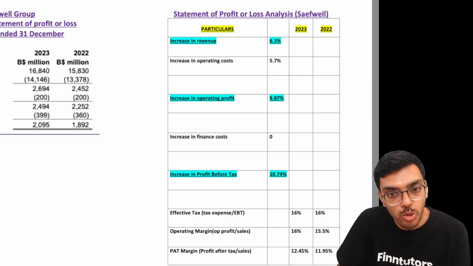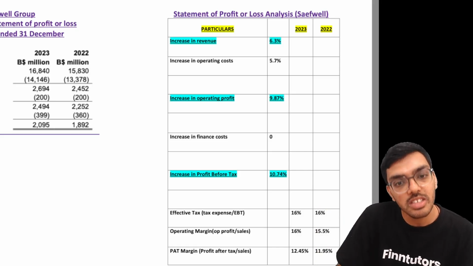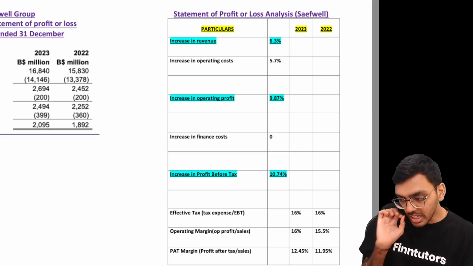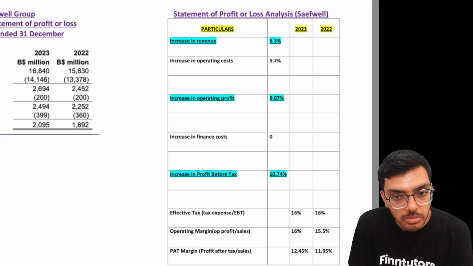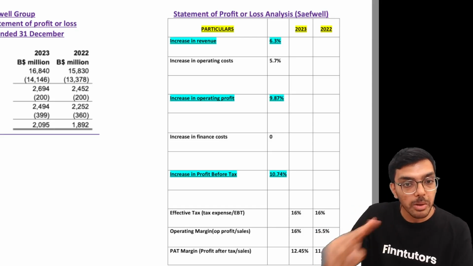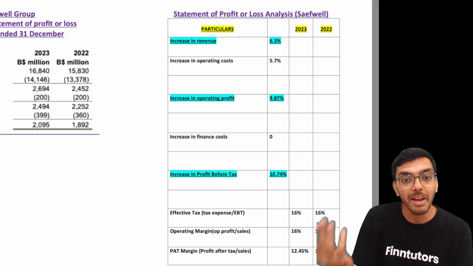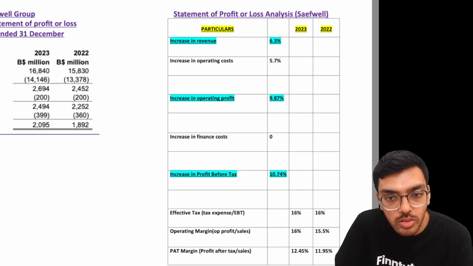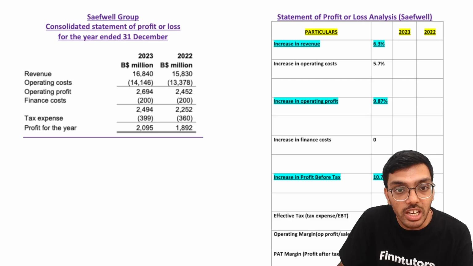In 2022, the tax rate was 16%. In 2023, the tax rate is still 16%. So it's a clear indication that tax has gone up because we have made more profit. Both our margins, operating profit, and profit after tax have increased, bettered from last year, because we have been able to control our costs and generate a higher revenue.